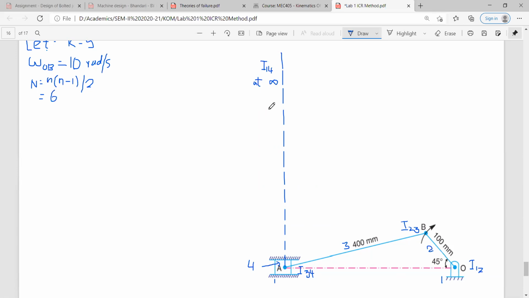So you draw or note down up to this and tell me if you are done. You show the points I12, I23, I34, I14 in your diagram.